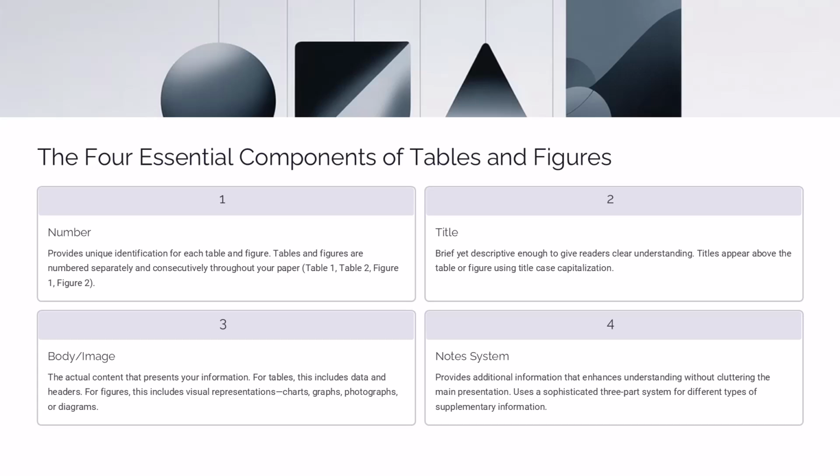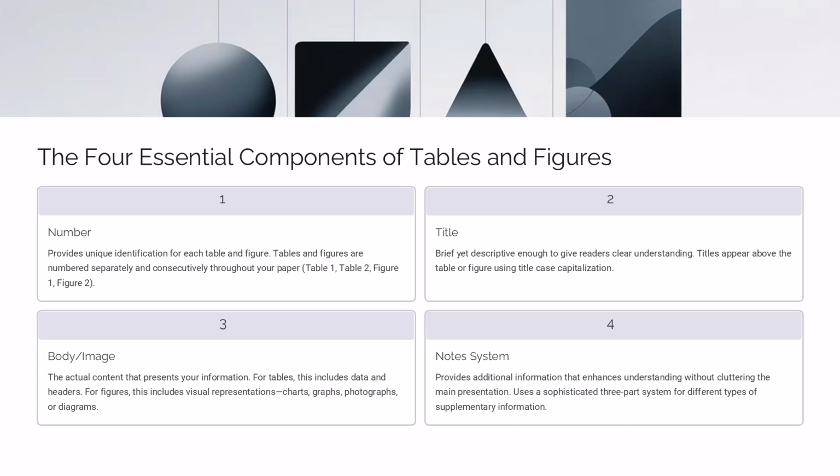scholarly communication. The first component is the number, which provides unique identification for each table and figure in your document. Tables and figures are numbered separately and consecutively throughout your paper. Your first table is Table 1, your second table is Table 2, and so forth. Similarly, your first figure is Figure 1. Your second figure is Figure 2, continuing sequentially.